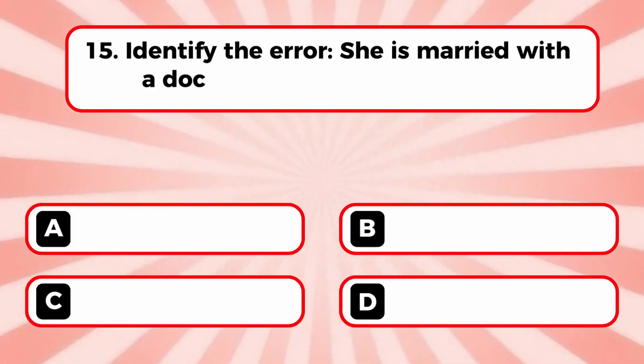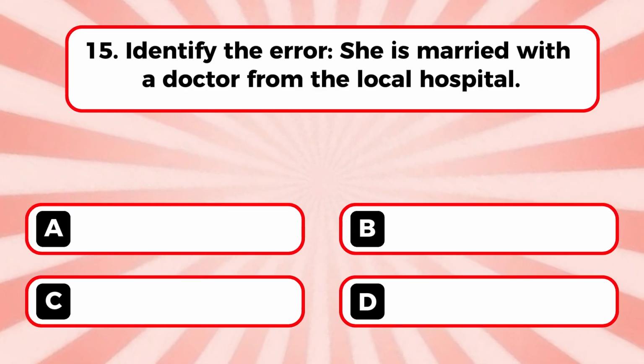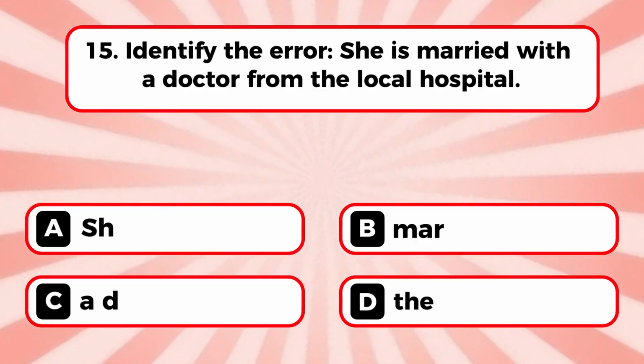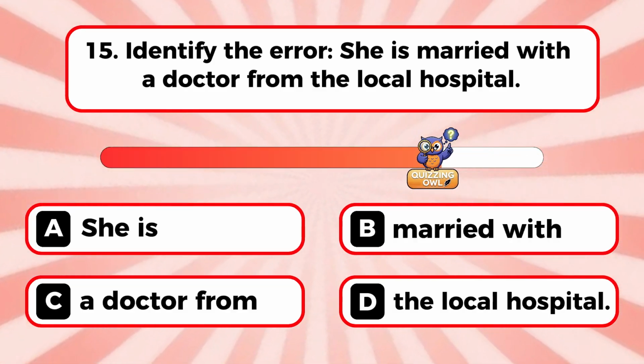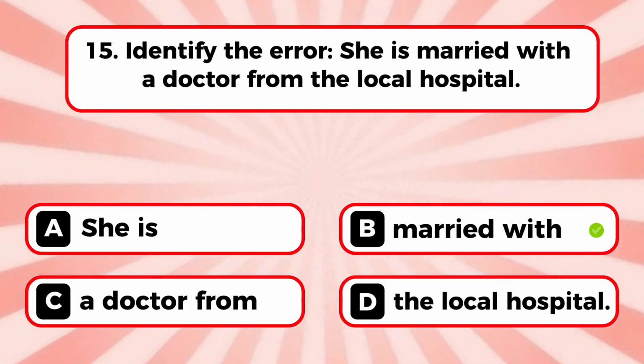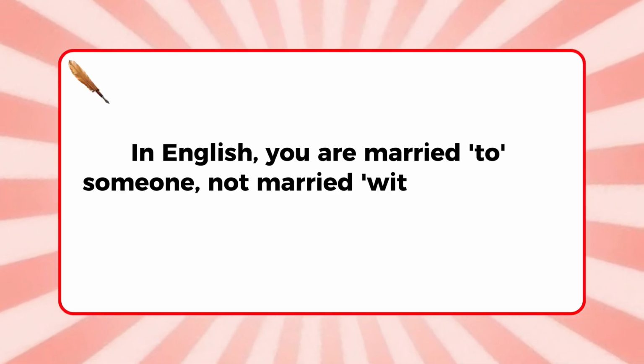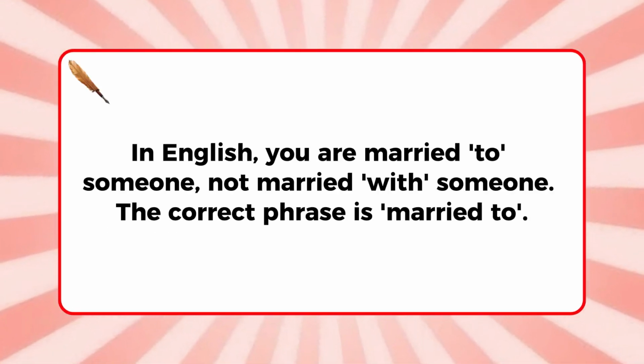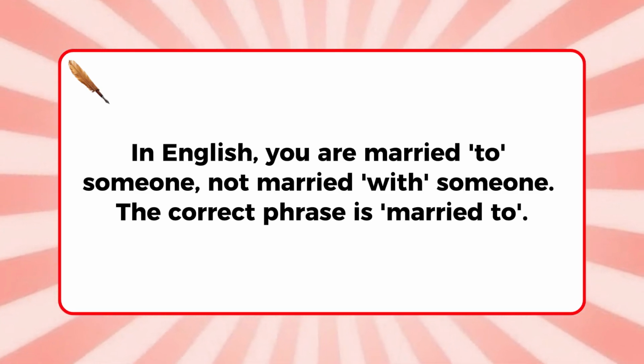15. Identify the error. She's married with a doctor from the local hospital. In English, you are married to someone, not married with someone. The correct phrase is married to.